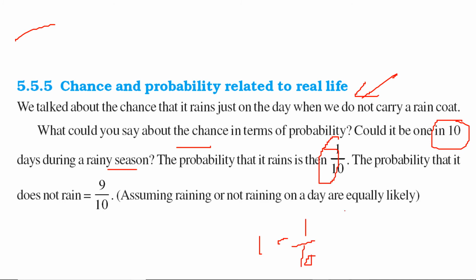The total probability of an event, or you can say of an experiment, is always 1. So the event is 1 by 10. The possibility of an event happening is 1 by 10, not happening is simply 1 minus that. 1 minus 1 by 10, that is 9 by 10.